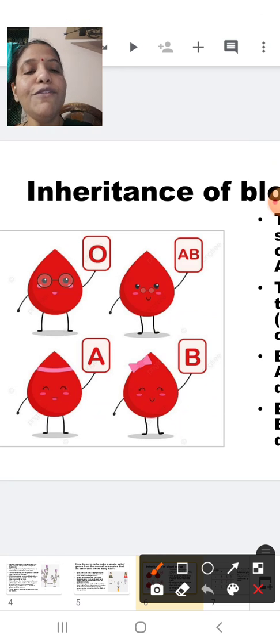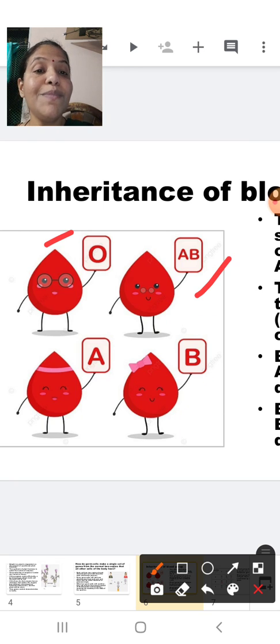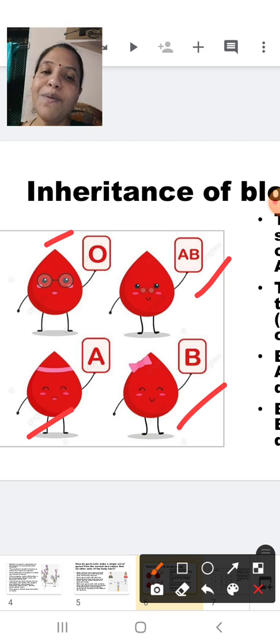So here I have shown you the different drops of blood. In the drops of blood, this is blood group O, this is blood group AB, this is blood group A, and this is blood group B. Now students, let me first of all tell you why we have this type of grouping.